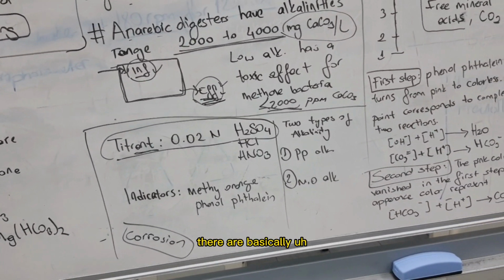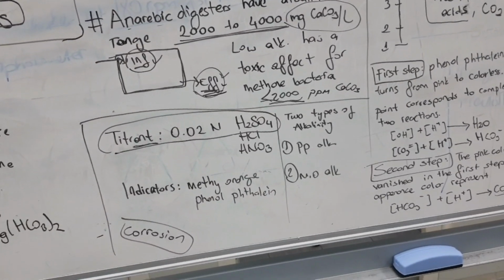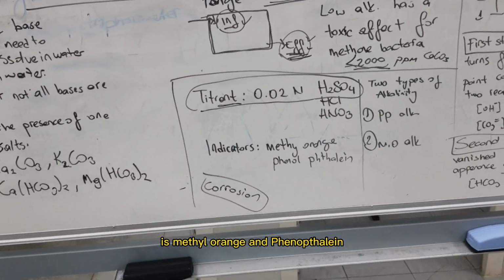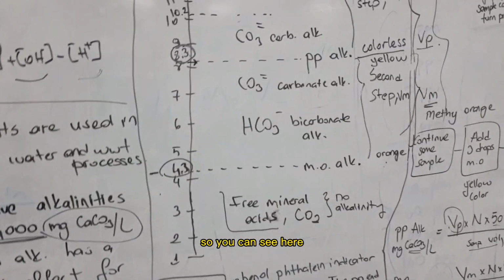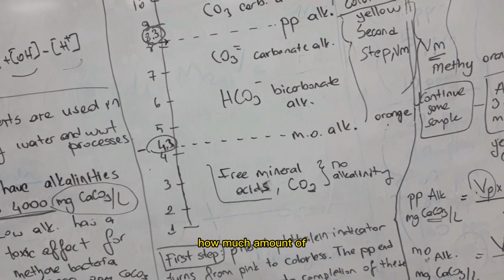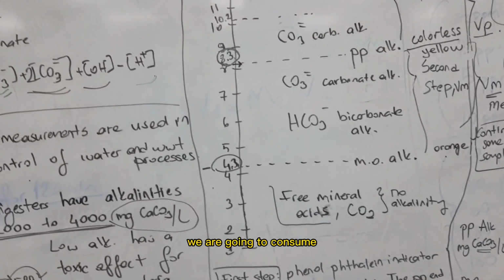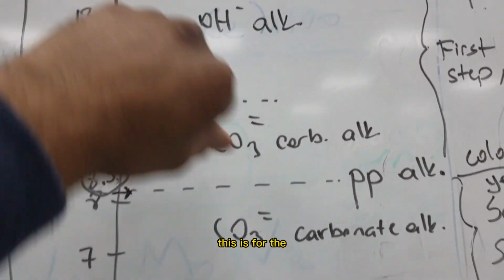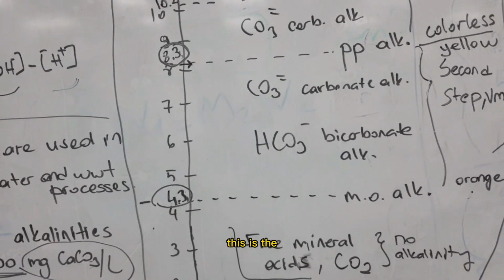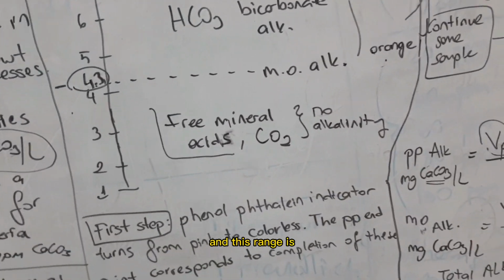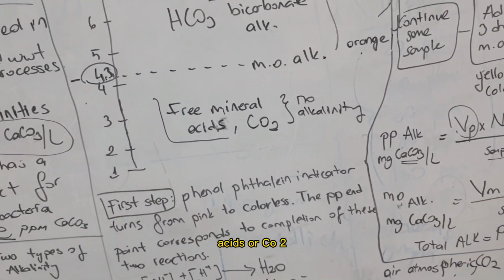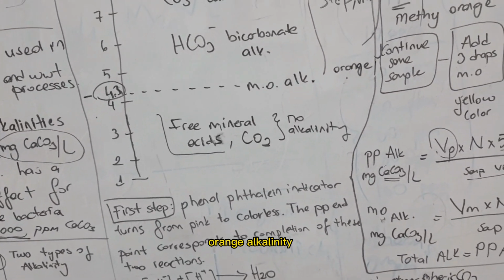There are basically two types of alkalinity: the phenolphthalein alkalinity and the methyl orange alkalinity, and the indicators we are going to use are methyl orange and phenolphthalein. You can see here the plot of pH versus the amount of titrant consumed. The first range is for the hydroxide alkalinity, then the carbonate, again the carbonate, and then bicarbonate. And pH 1 to 4 is the range for the free mineral acids or CO2, or the methyl orange alkalinity.